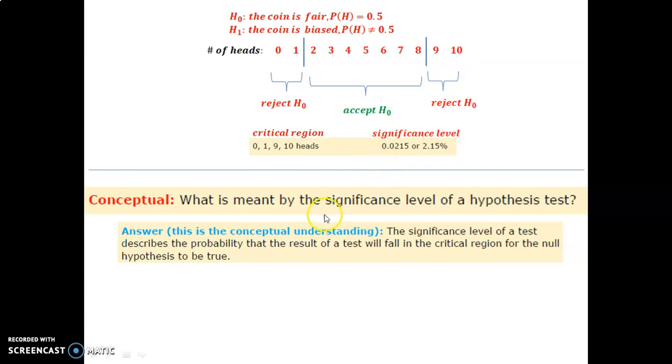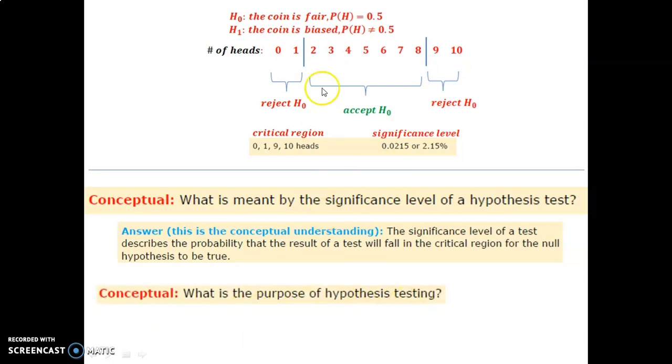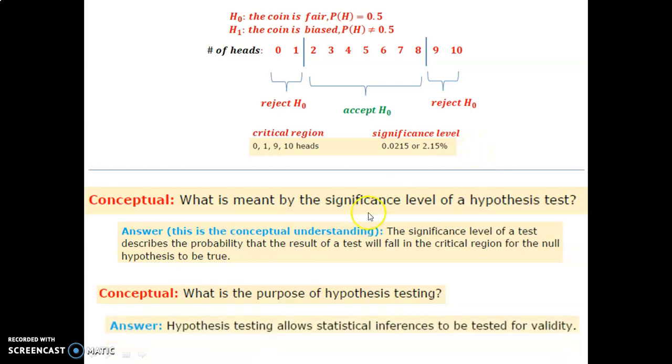Okay, next question. Conceptually, we're wondering, what is the purpose of hypothesis testing? So what's the purpose of this kind of testing that we're talking about here? All right, an answer for that could be hypothesis testing allows statistical inferences to be tested for validity. So again, an inference, if we go back to what we saw at the beginning of this video, was some conclusion we make from looking at a sample of data.